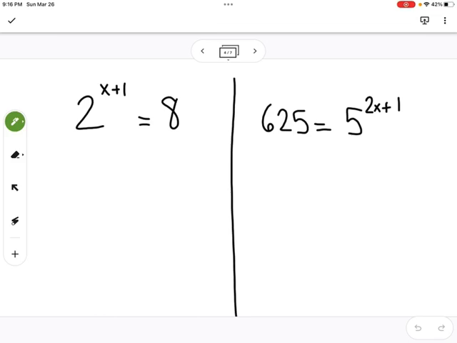Okay, so we have 2 to the exponent x plus 1 equals 8. Again, we need to find a common base, which will be 2, so we need to change our 8. So 2 to the x plus 1 equals 2, and that'll be to the exponent 3. So dropping the bases, we have x plus 1 equals 3. Solving for x, we bring that plus 1 to the other side. It'll be a minus. X equals 3 minus 1. And x equals 2.